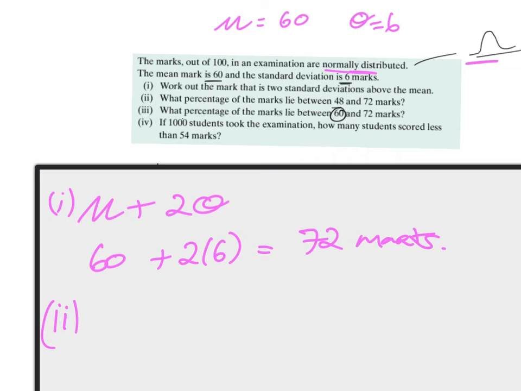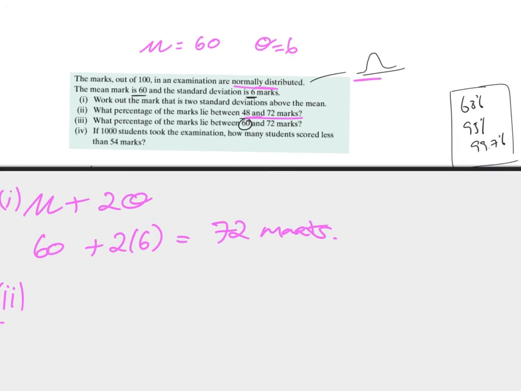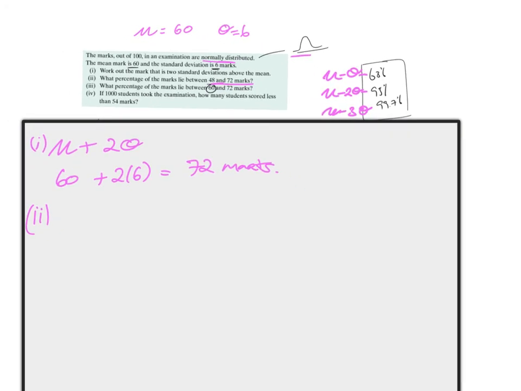Now, the second one says, what percentage of the marks lie between 48 and 72? Whenever we're asked about percentages, guys, I need us to think about the empirical rule. What is our empirical rule? We need to know those numbers off by heart. They are the mean ±1 standard deviation is 68%, the mean ±2 standard deviations is 95%, and the mean ±3 standard deviations is 99.7%. Okay, so we are asked first, what percentage lies between 48 and 72? Now, I actually have found that the mean plus 2 standard deviations is 72. So I'm thinking about my normal curve, okay?